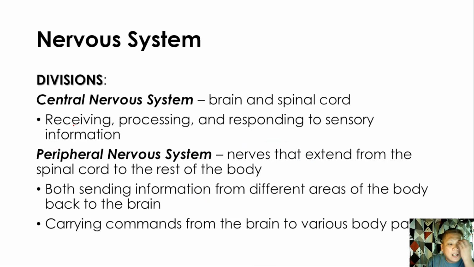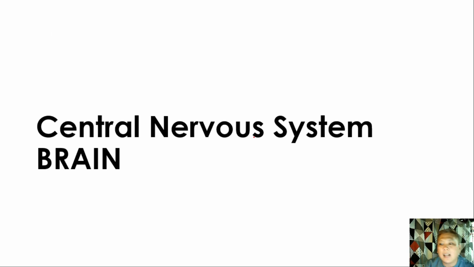Sabi natin, the central nervous system, which is your brain and spinal cord, receives and processes and responds to sensory information. So diyan siya na-receive. Well, the peripheral nervous system, these are the nerves that extend from the spinal cord to the rest of the body. Siya yung nakakonect na dyan. So both are sending information from different areas of the body back to the brain and carrying commands from the brain to various body parts natin. Okay? So let's start with the central nervous system, the brain.